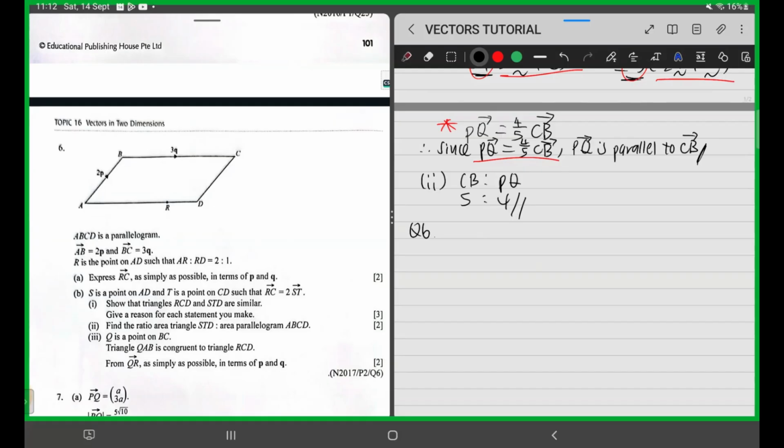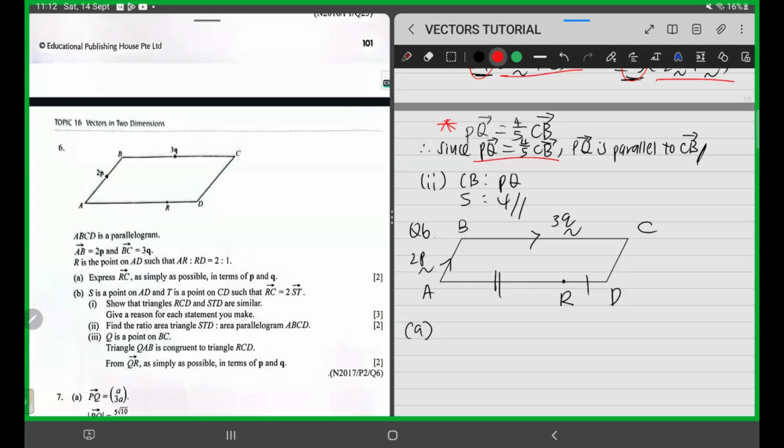Then R is, okay, I'm just going to draw this whole thing out. Okay, A, B, C, D. 2P, 3Q. Here is R. AR is 2 units, and then RD is 1 unit. Okay, so now, express RC as simply as possible. So they want R to C. They want this. So how can we find RC?